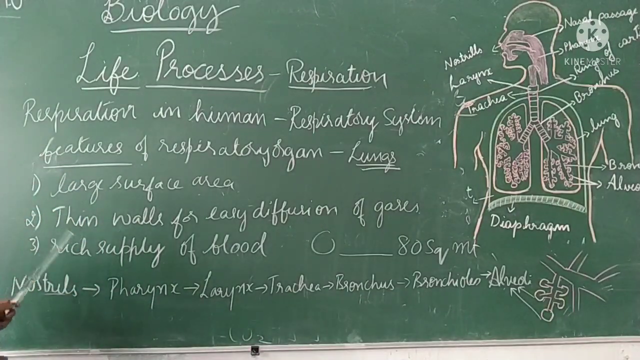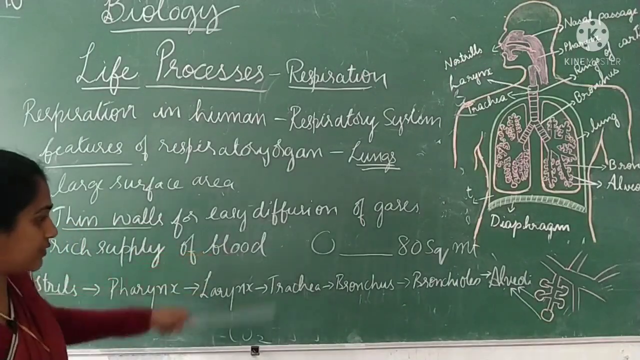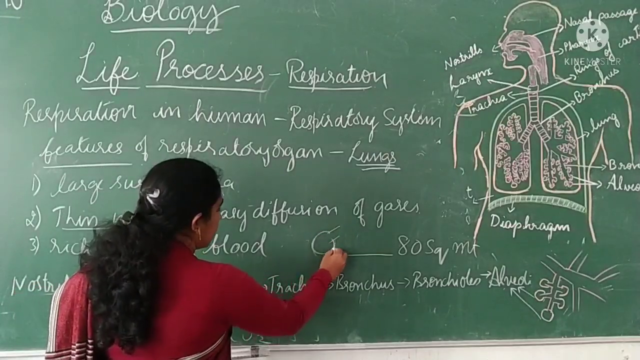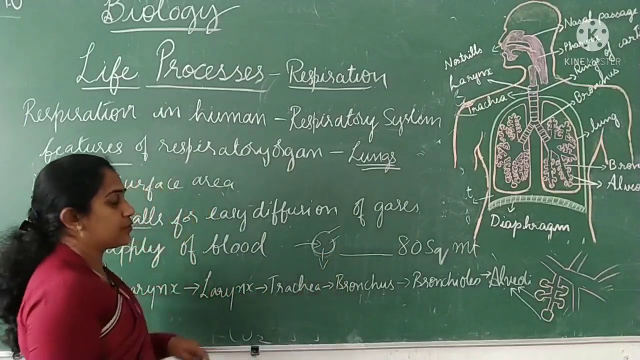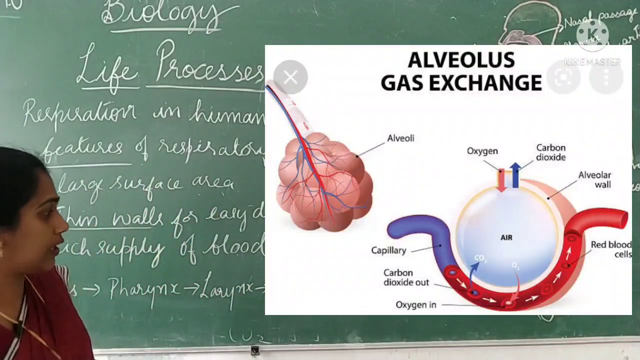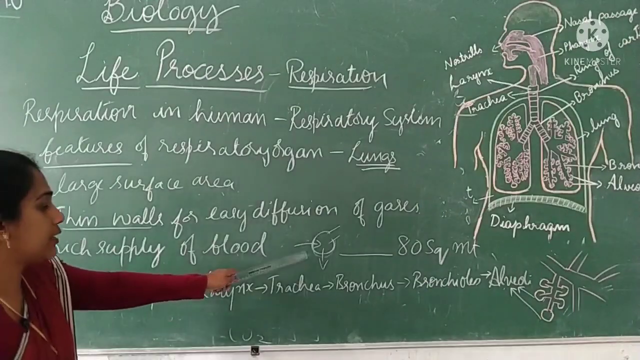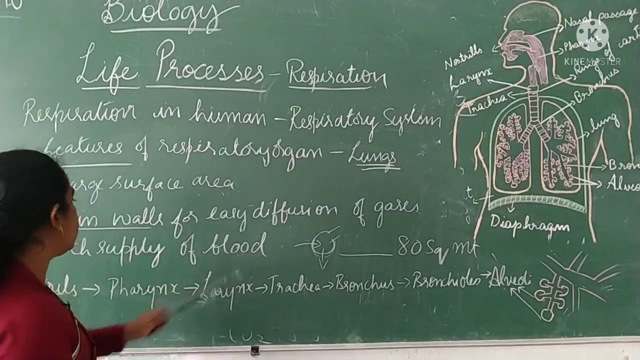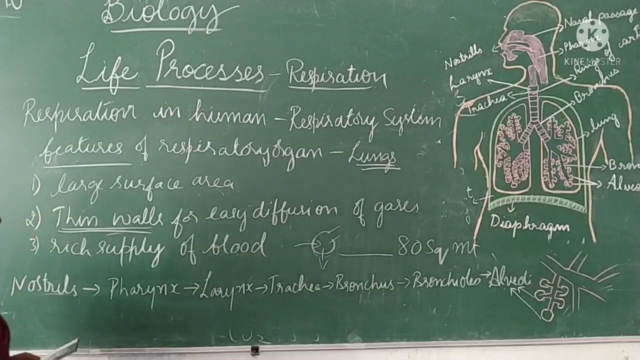What is the second feature it should have? It should have a thin wall for easy diffusion of gases. The alveoli have very thin walls so that oxygen and carbon dioxide can easily diffuse in and out of the alveoli. So the second feature is also fulfilled here. The alveoli, where the actual exchange of gas takes place, have a thin wall which helps in easy diffusion of gases.